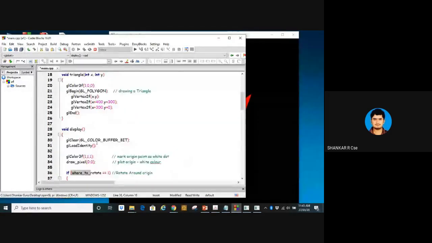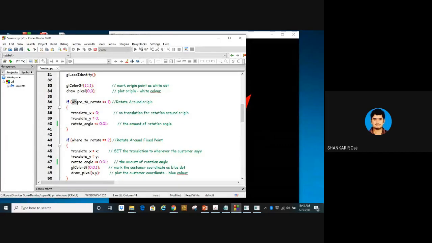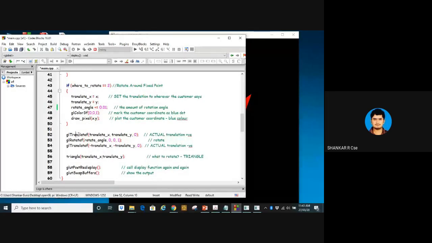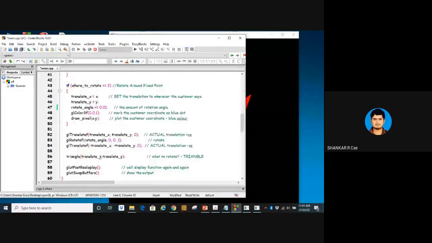Now comes this: where to rotate. Where to rotate is 0 now. Now I'm saying, is that 0? No. Is that 2? No. Coming. Translate X, translate Y. Translate X is 0, translate Y is also 0. Understand, translate is an OpenGL translation function, belongs to GL. F is the data type of the parameters. Translate function takes 3 parameters: X, Y, Z axis. Since this is a 2D guy, all my Z axis is 0. So translate X and translate Y.